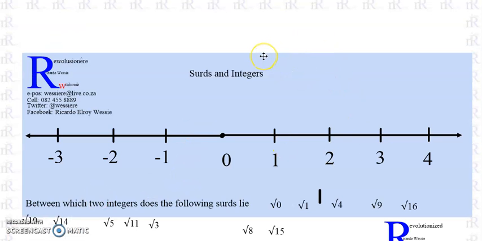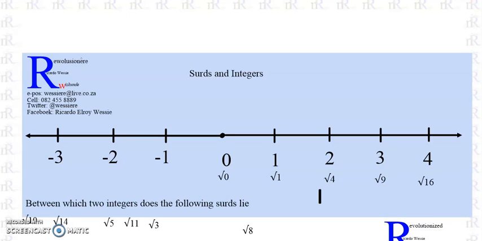I think most of us are familiar with our integers, positive integers, negative integers, neutral number 0, and we're going to look at how to place surds. The square root of 0 is 0. The square root of 1 is 1. The square root of 4 is 2. The square root of 9 is 3. And the square root of 16 is 4.